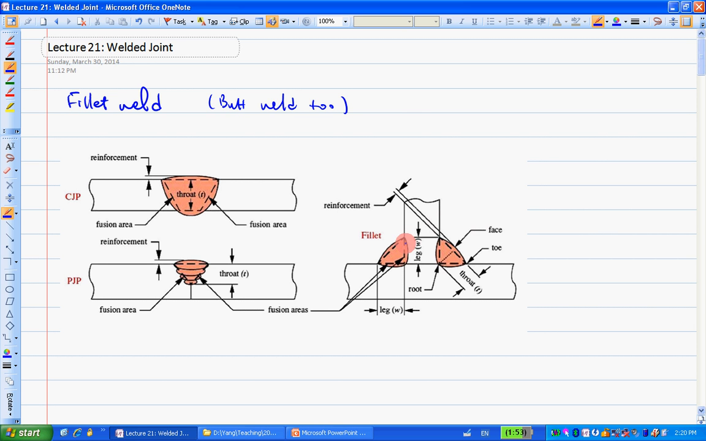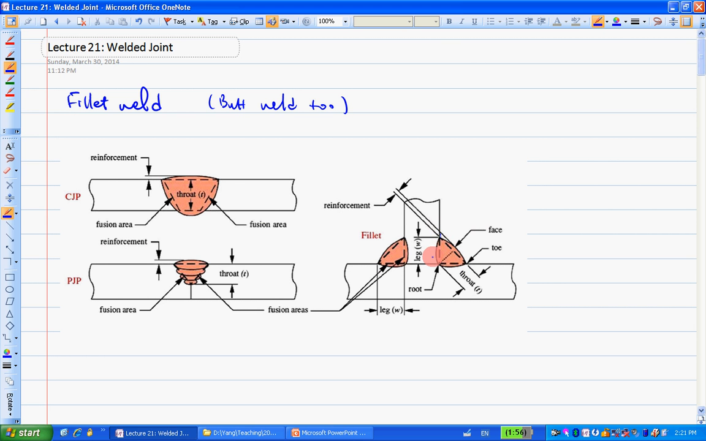So basically that's the affinity area between the filler material and the base metal. This is a base metal and this is the filler material. This dashed line here is a fusion area. Same thing, this is also a fusion area, but this is not a fusion area. Okay, this is not.